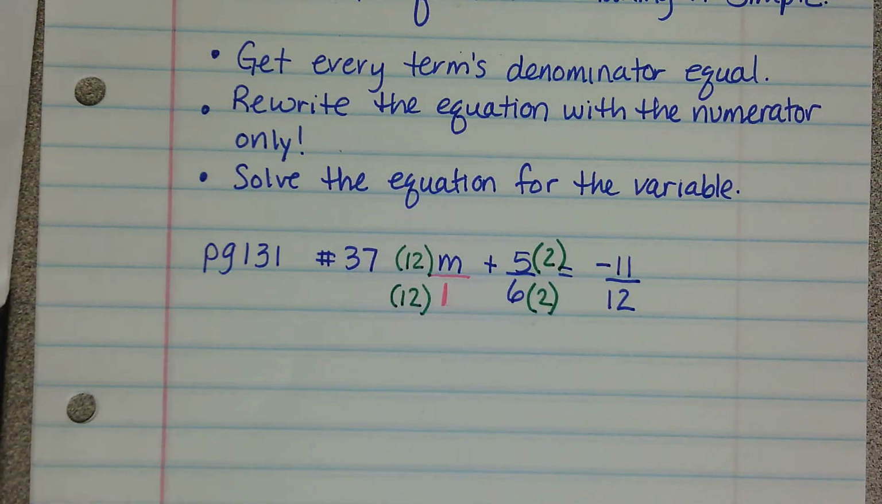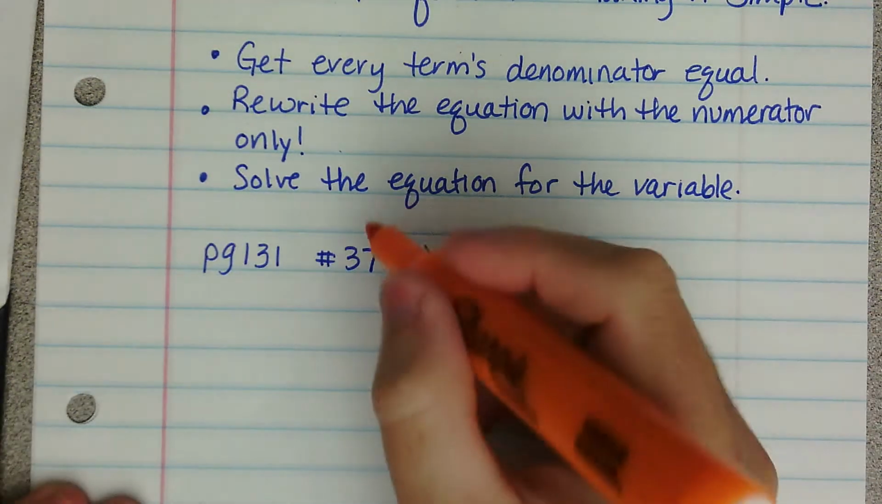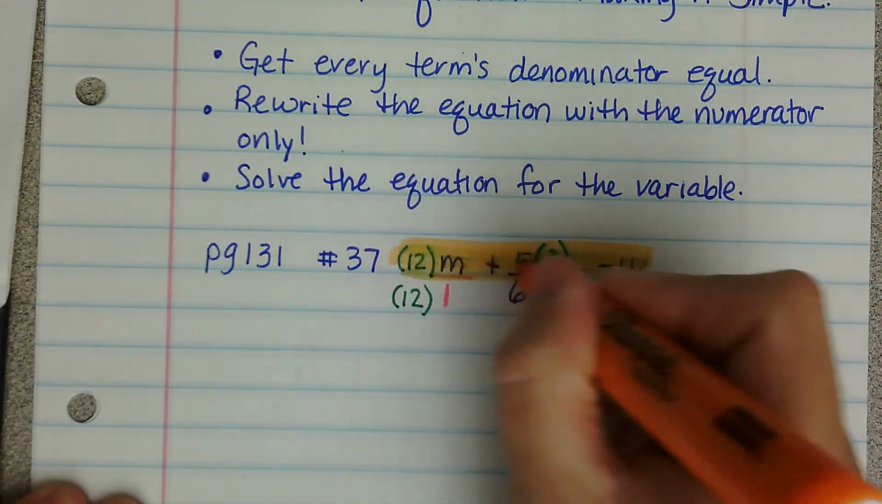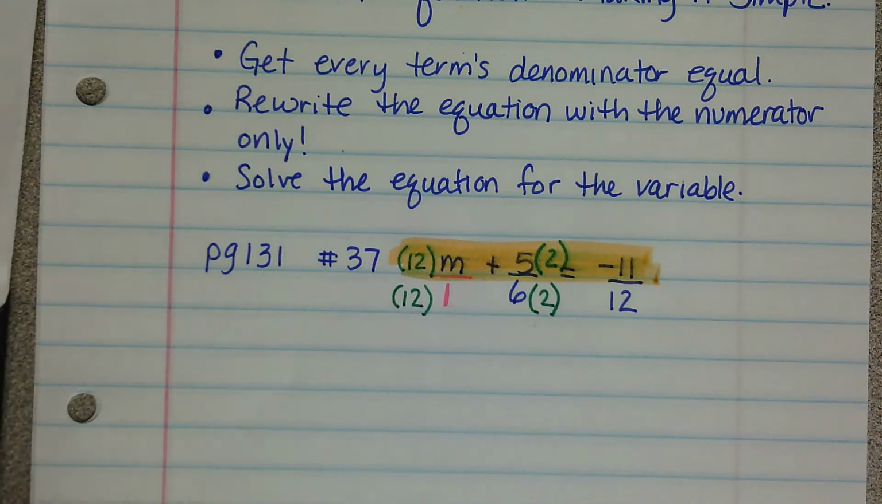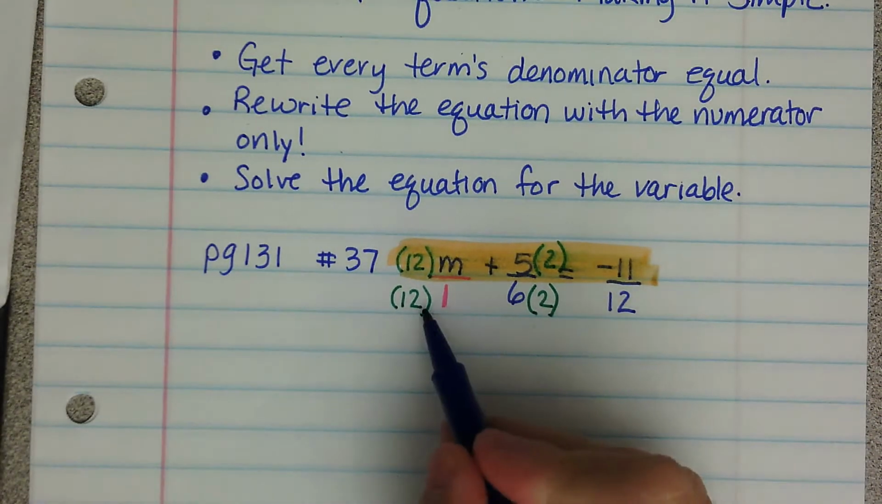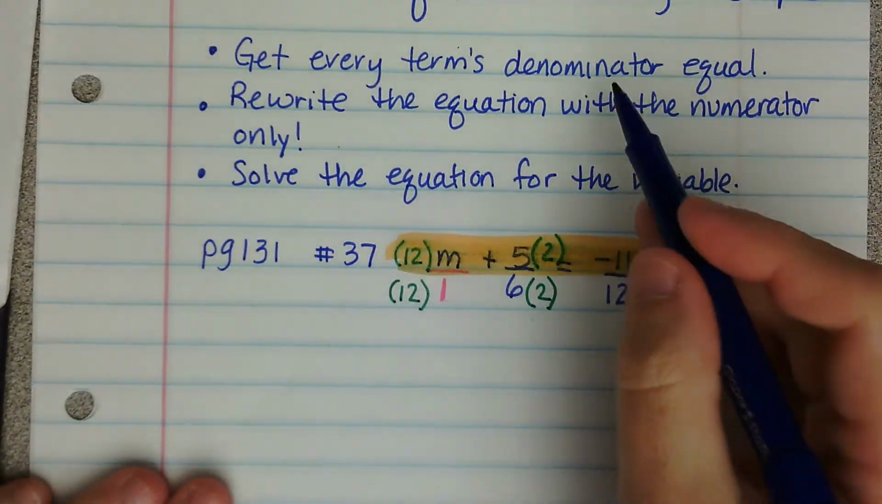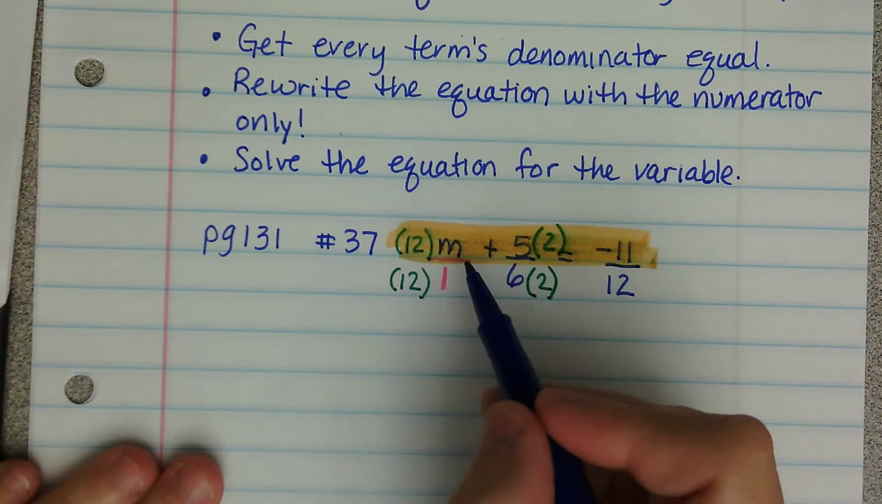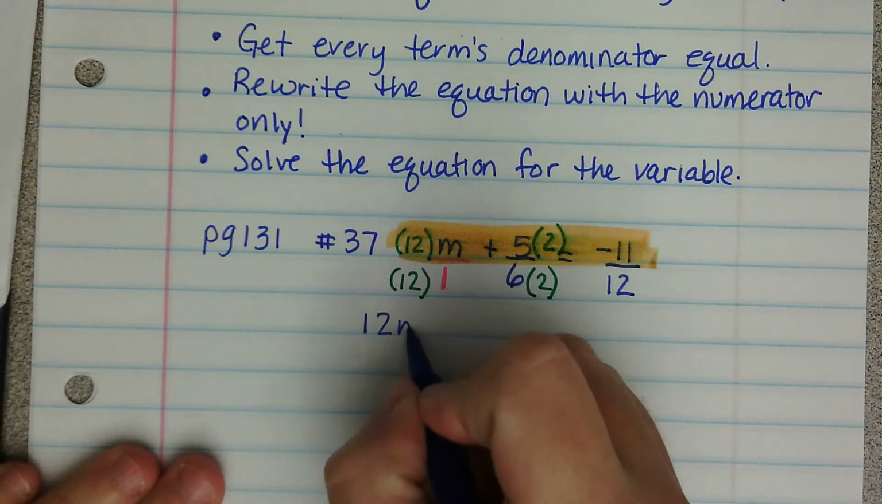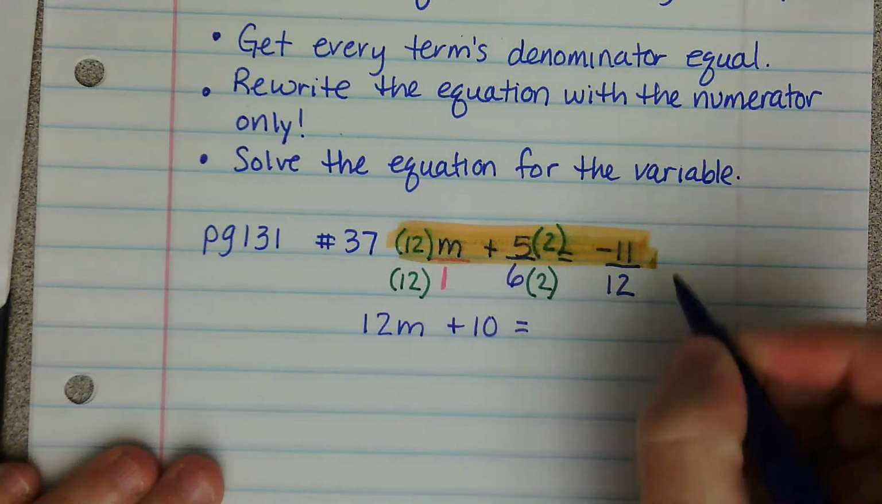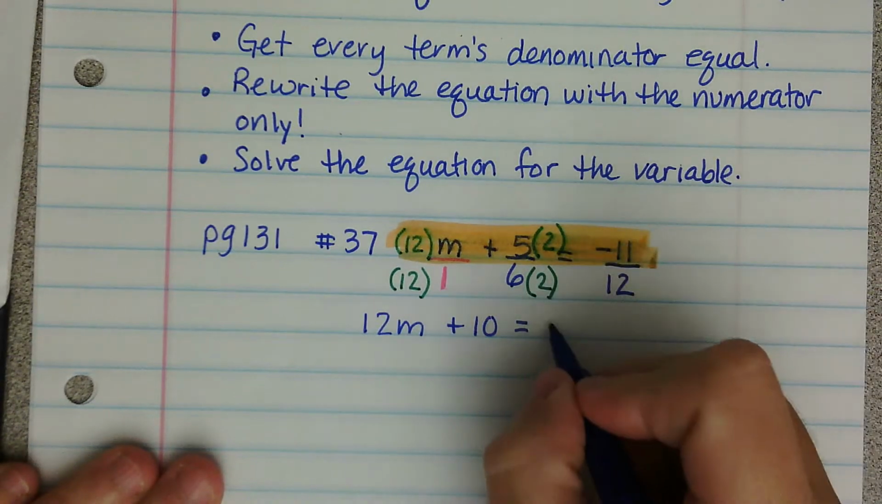That means I'm going to rewrite my equation on the top. Except I'm going to do a little bit of math along the way to save some time. All right, the 12s are all the same, so we can cancel them all out. And I'm just worried about the numerator now. So I'm in step 2 right here. So 12 times m is 12m. Positive 5 times 2 is 10. And that's just negative 11. There's nothing going on there.